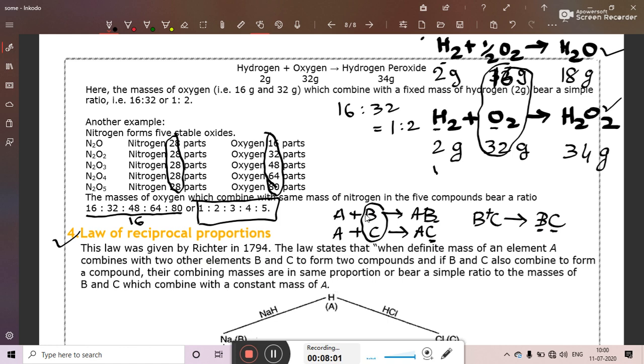Okay, if element A combines with B as well as element A combines with C to form two different compounds AB and AC, and if B and C can combine with each other also to form a compound BC, then the combining masses of B and C are in the same proportion in BC as their masses are there in AB and AC.